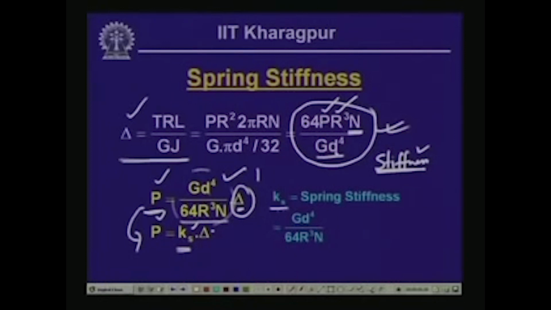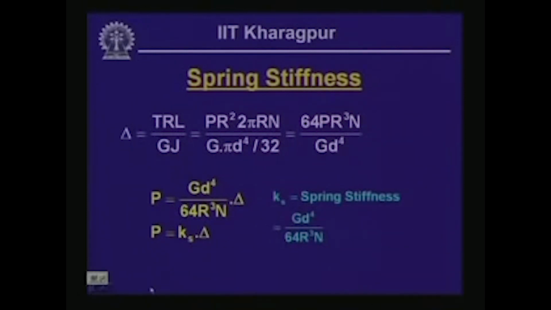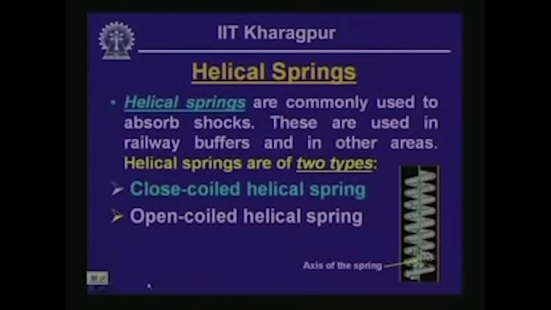Thereby, the spring stiffness K S we define as G d to the power 4 by 64 R cube N. In fact, you had seen that we had talked about the spring index, which was also of the same form, P by delta equals G d to the power 4 by 64 R cube N. So, this is what we define as the spring stiffness. These were the answers to the questions which were posed last time.